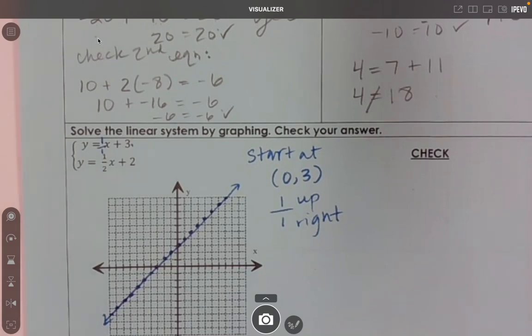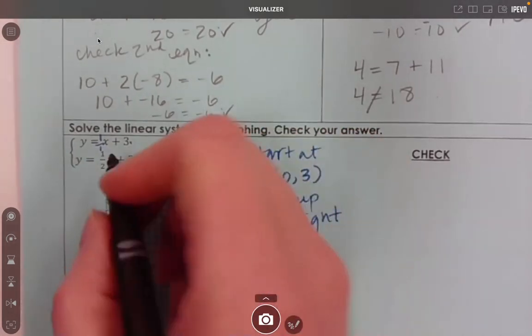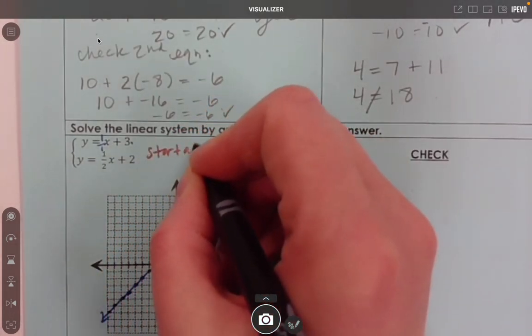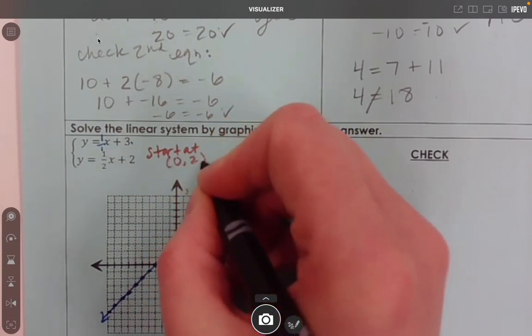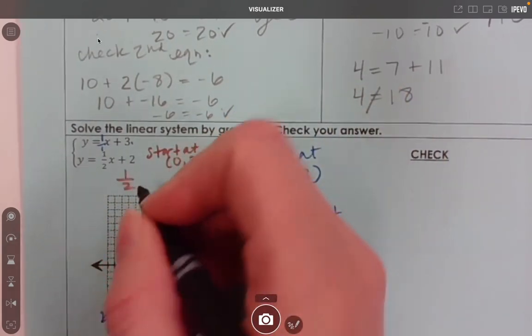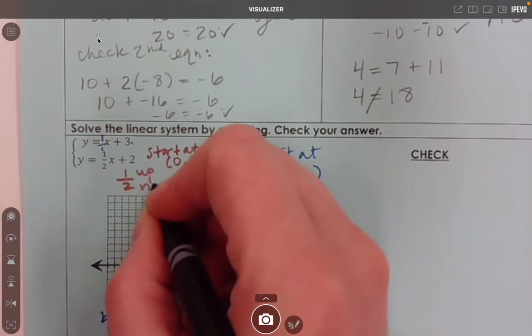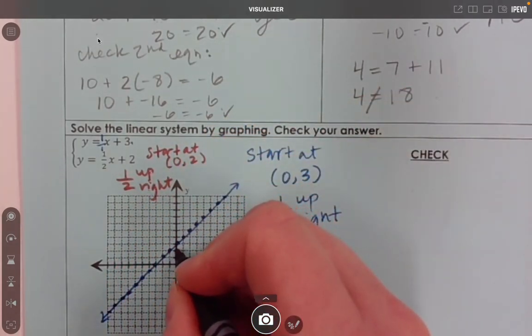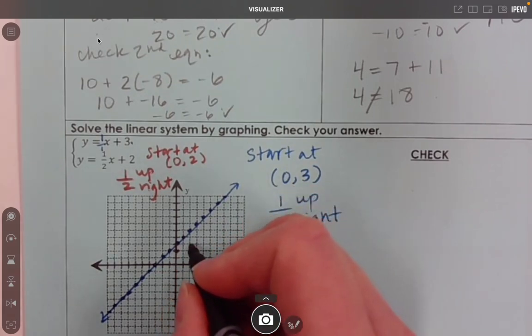Now I'm going to graph my second one. I'm going to pick, I don't know, I guess this ugly brown color. It's not ugly. So we're going to start this one at 0, 2. And this one has a slope of 1/2. So 1/2 means we're going up and right again. They're both positive. So we're starting at 0, 2, and I'm going up 1 over 2.